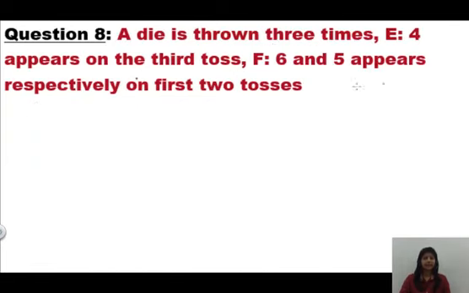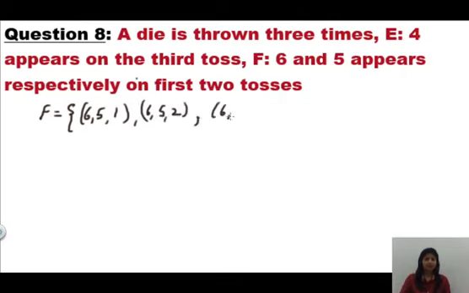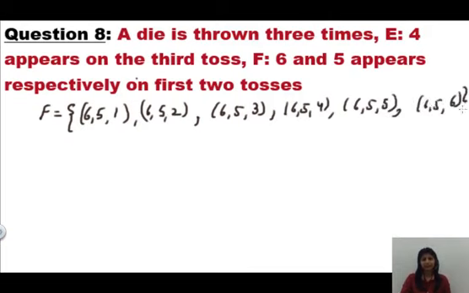In F, what do we have to write? In F, we have to write 6 and 5 appearing in the first two tosses. That means 6 is first, 5 is second. 6, 5, 1, 6, 5, 2, 6, 5, 3. Because on the third, it can be any number out of the 6 numbers. 6, 5, 4, 6, 5, 5, 6, 5, 6. This is the number of elements in event F.